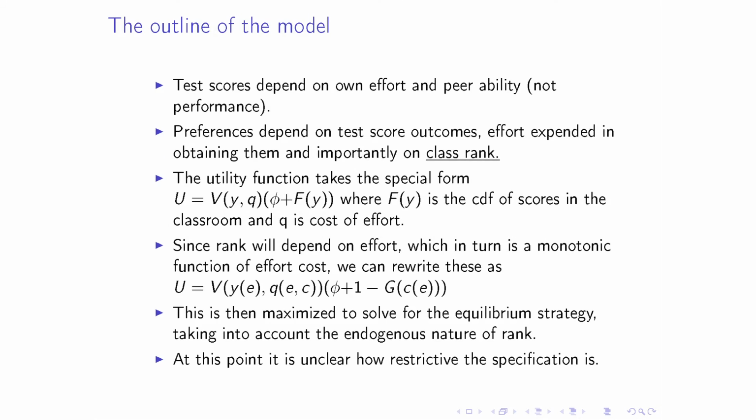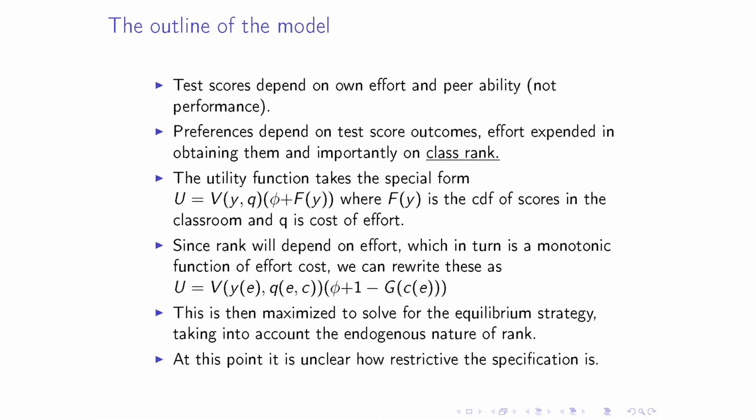Now, let me just take you very quickly through the model. Test scores depend on own effort and peer ability. This is important because one of my themes is going to be how this links with the empirical model. Preferences depend on test score outcomes, and effort is expended in obtaining them, and importantly on class rank. Now, you have a utility function that looks like this. This is arbitrary, which is very good, of course.